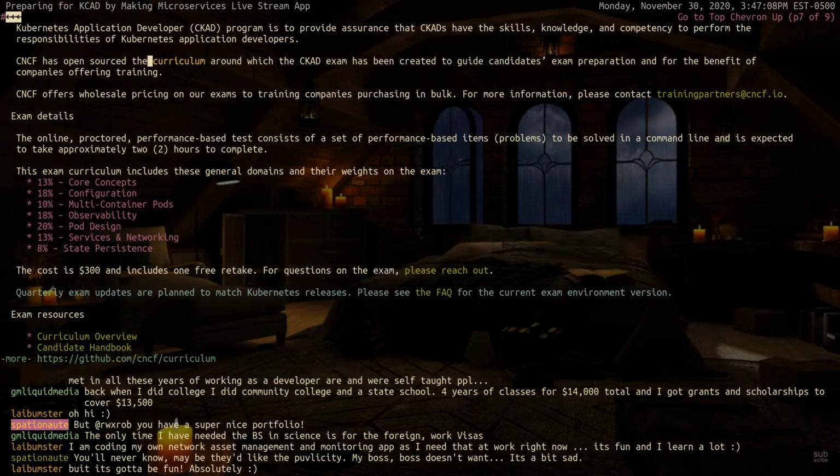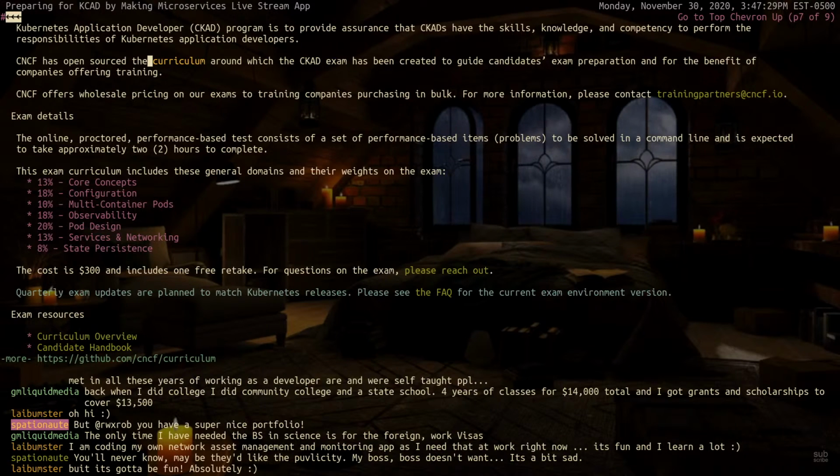The only time I have needed the BS in science was for foreign work visas. Yeah, that's interesting. I've heard that you have to have more certification and credentials in Germany and places like that too. You can't even get it. You cannot teach unless you have a license.